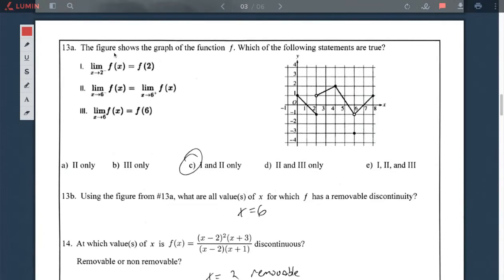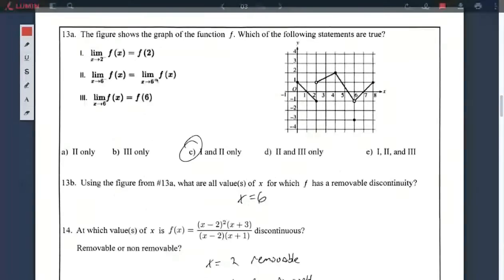13, the figure shows the graph of function f. Which of the following statements are true? So first one, limit as x approaches 2 from the left is equal to f of 2. So we're approaching 2 from the left. So 2 from the left is going to be this piece right here, and we're going to -1. F of 2 is going to be where my closed dot is, which is here. So both of those things are in the same place, so that means 1 is good. We like 1. So we can automatically eliminate A, B, and D. My only choices are E or C.